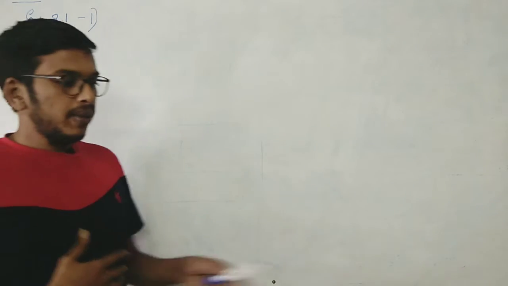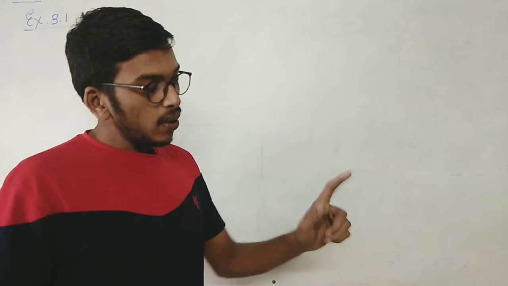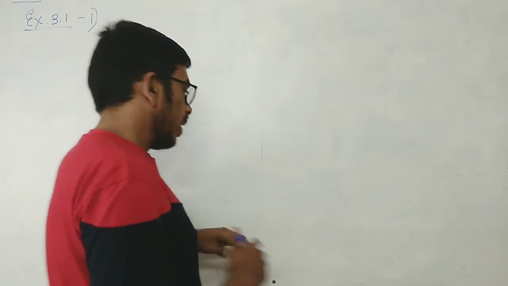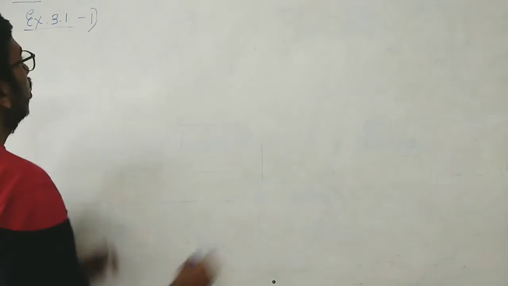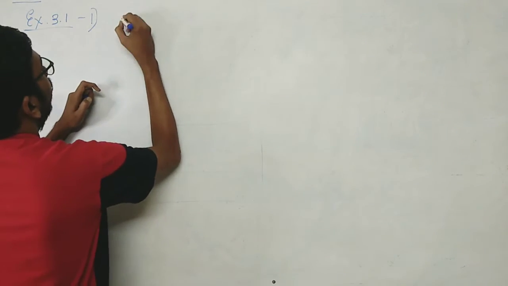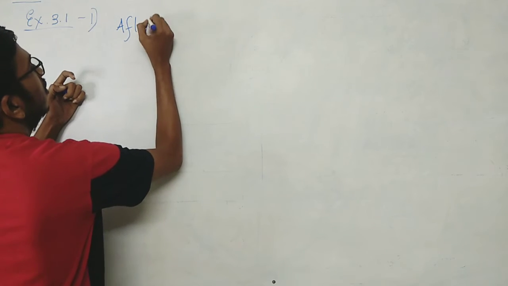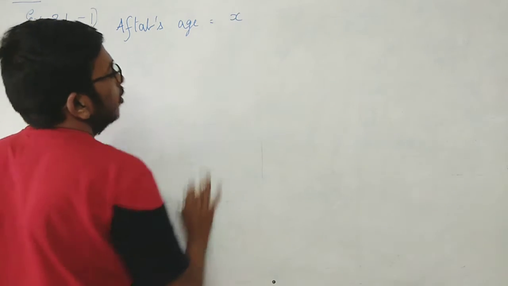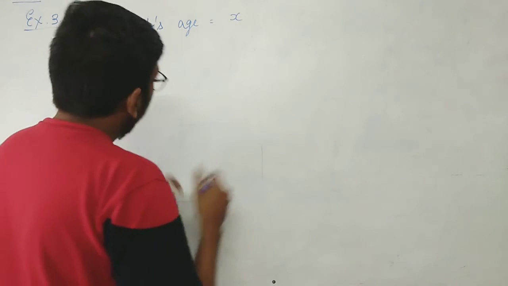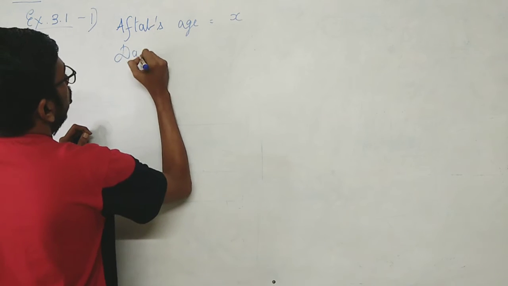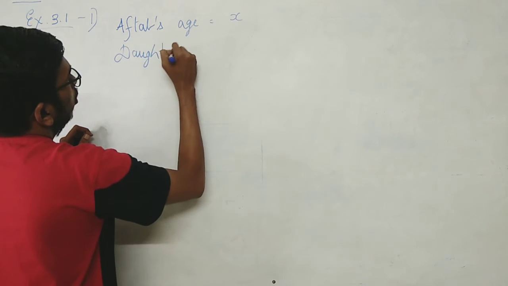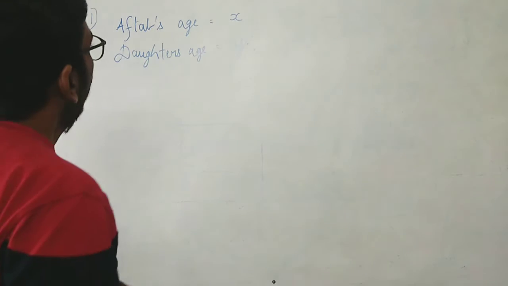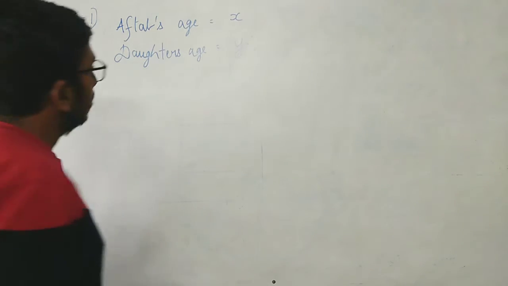So I am Aftab, and I am telling my daughter, 7 years ago, I was 7 times as old as you were. Now how do I represent this as an equation? First thing, Aftab's age, which is in this case my age, I am considering as X. And the daughter's age I am considering as Y, which is obvious. So Aftab's age is X and the daughter's age is Y.